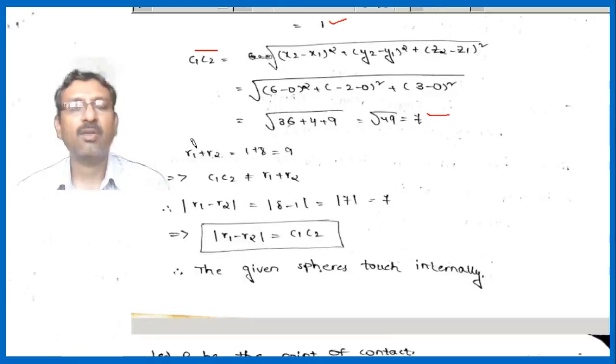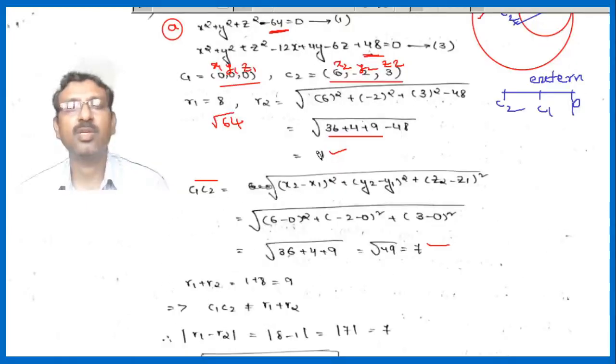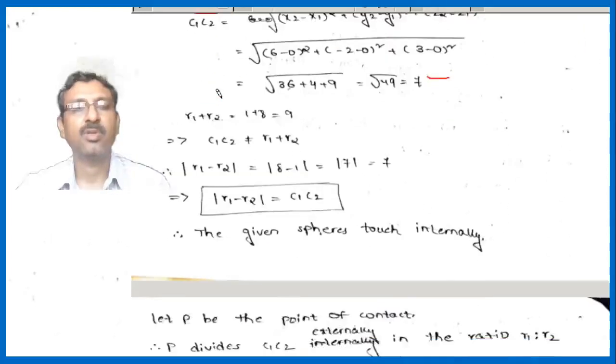and now we find R1 plus R2. R1 is 1, R2 is 8. So 1 plus 8, R1 plus R2 equal to 9. Similarly, C1C2 equal to 7. Therefore, R1 plus R2 is not equal to C1C2. We have to confirm this first.